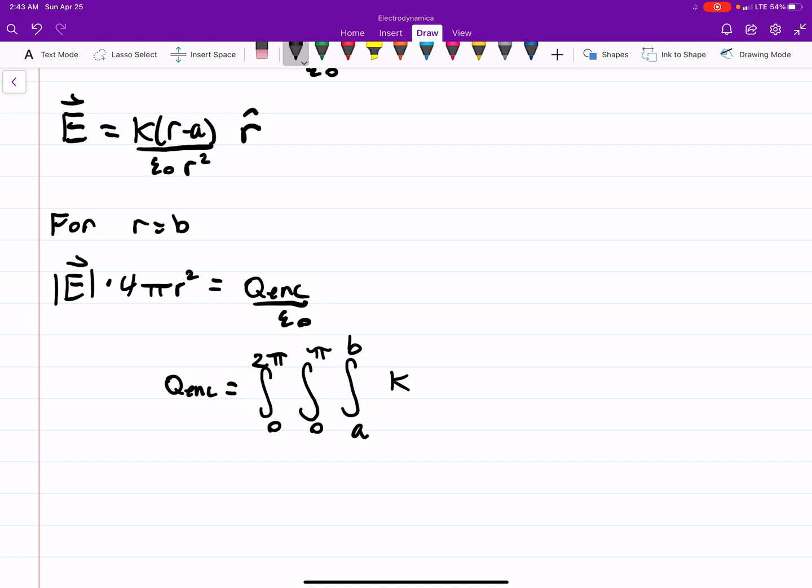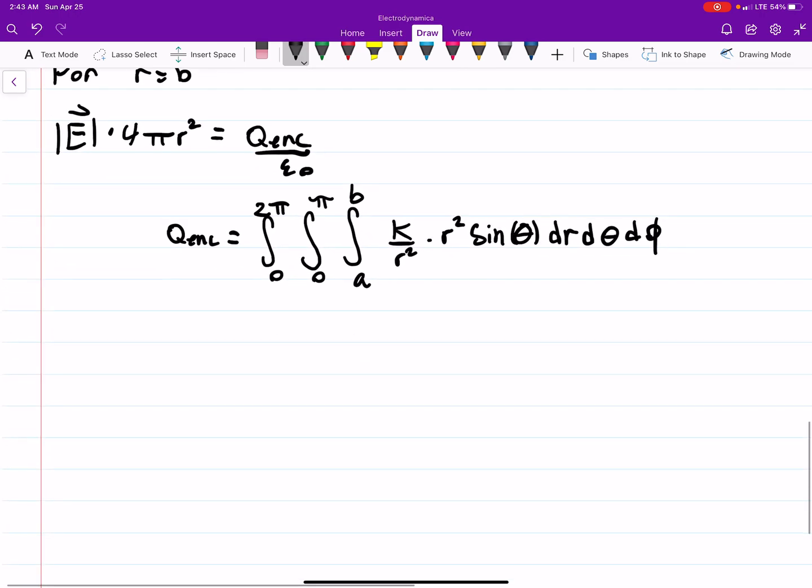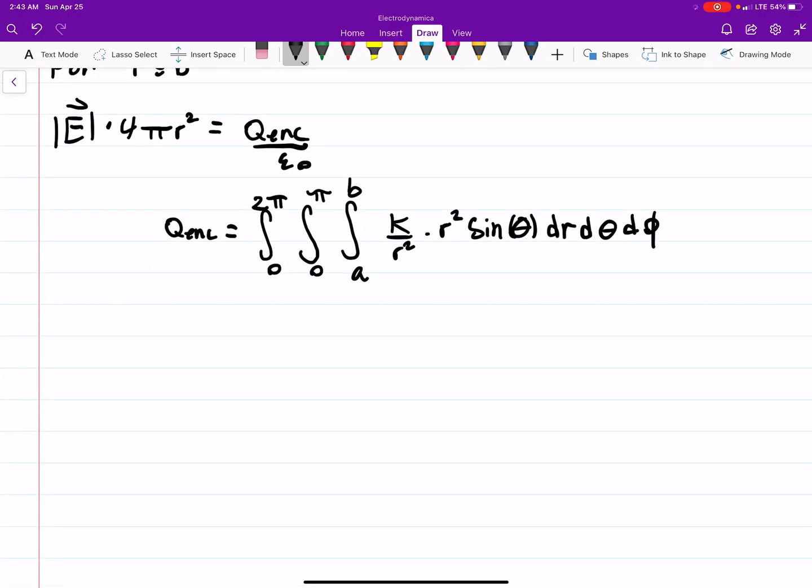And then we'll do K over R squared times R squared sine theta dr d theta d phi. So really the only trick here is to get your bounds right. If you were okay with the bounds and why we picked what we picked, then it's not too bad of a problem. And just going a little bit fast here, we end up getting Q enclosed is 4 pi k.